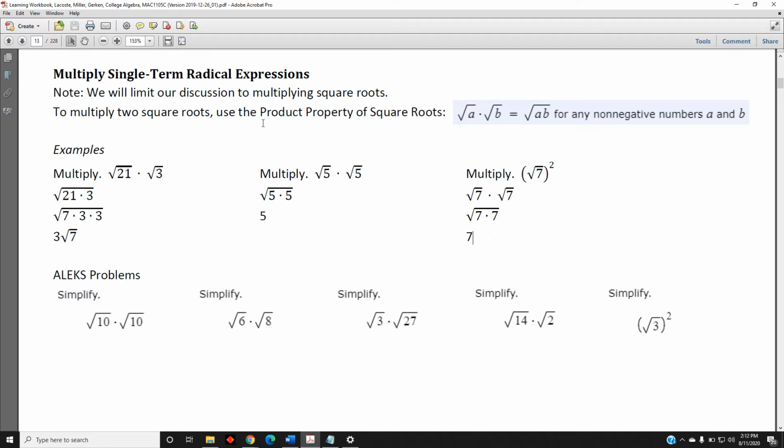You could also use the product property of square roots, since 7 is a non-negative number. The square root of 7 times the square root of 7 can be written as the square root of 7 times 7, which has a perfect pair, and so the result is 7.